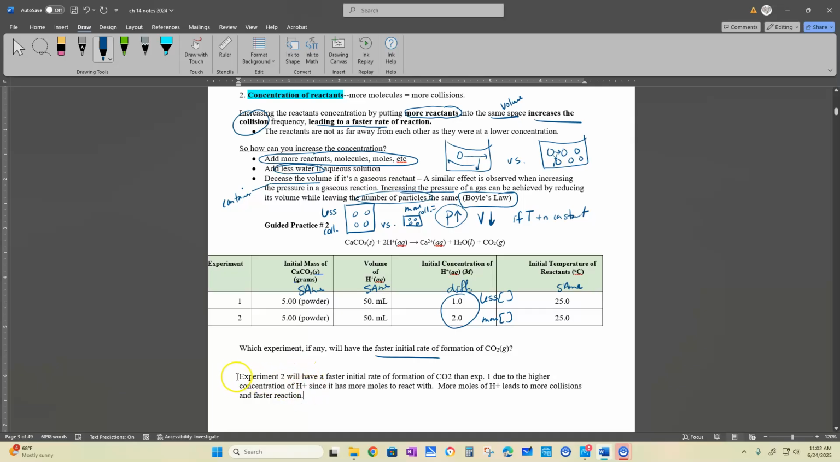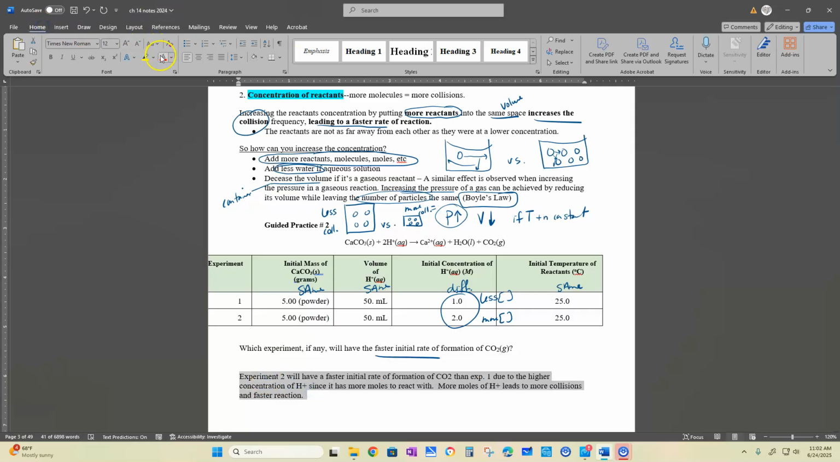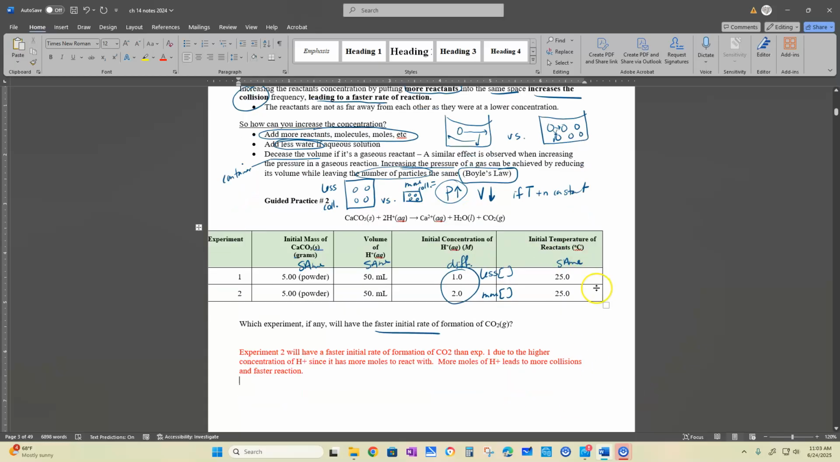Sometimes you need more than one sentence to say it, but you should be able to say any type of explanation in chemistry within 3 to 4 sentences at the most. We're not writing novels in AP. So hopefully me typing is a lot easier than reading my crazy writing.